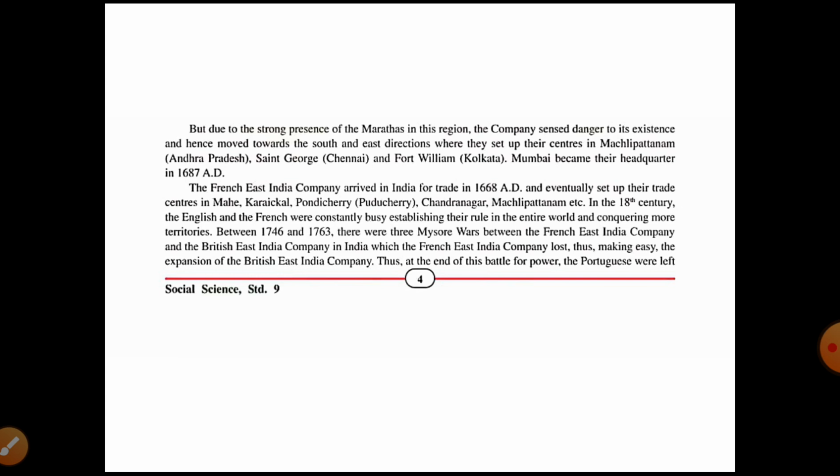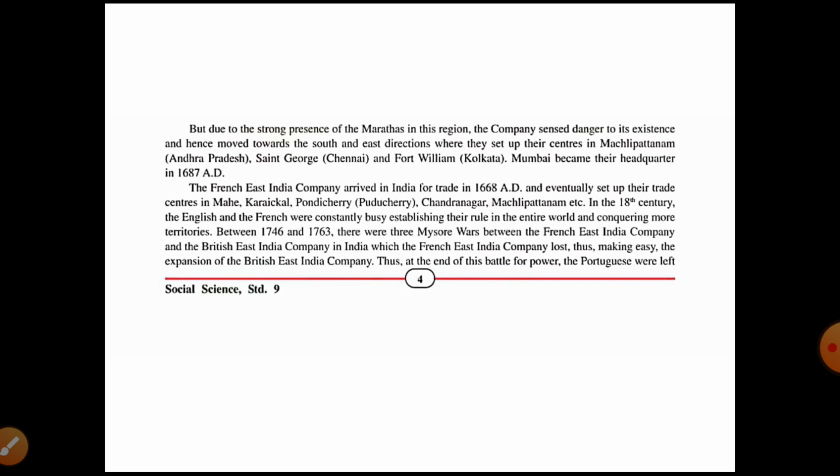Mumbai became their headquarters in 1687 Anno Domini. Okay, so Mumbai also became the headquarters, the trading center of the English East India Company, in the year 1687 Anno Domini. Remember this one.